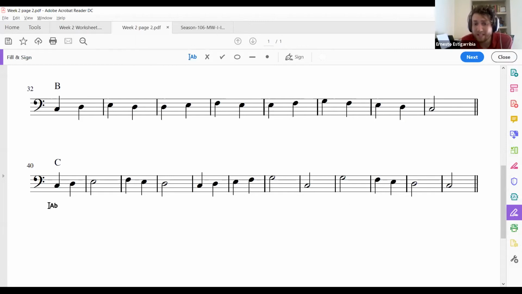So let's take a look at this exercise one more time. It's mostly stepwise, like a scale, except for here where we have a leap. We go from a C to a G. What interval is that again? Show me with your fingers. C to a G, and it's a fifth, exactly. Thank you very much.